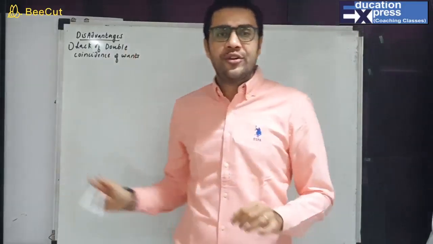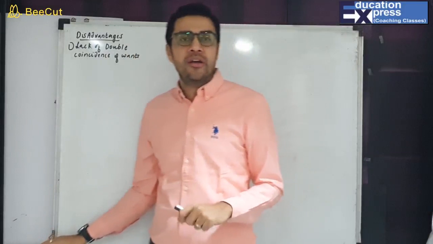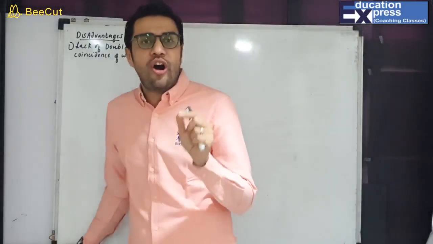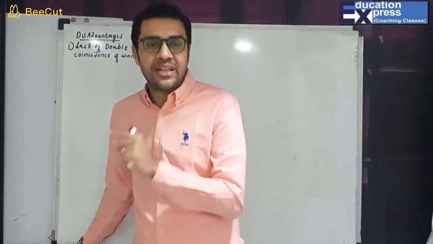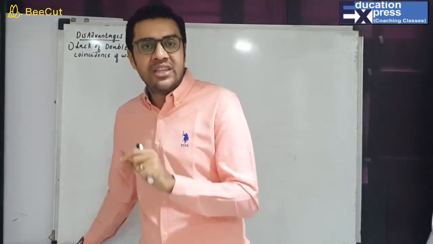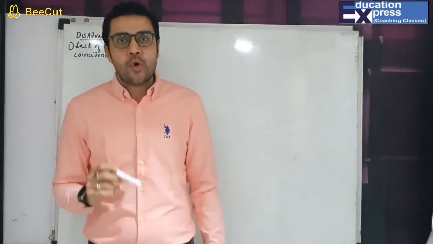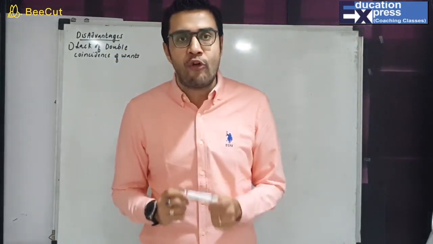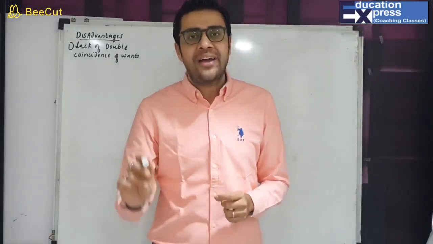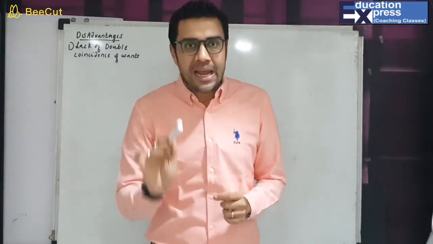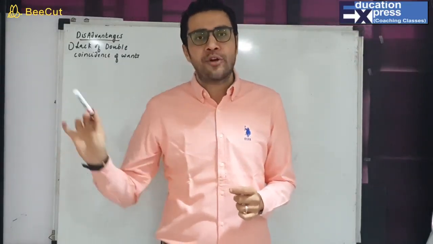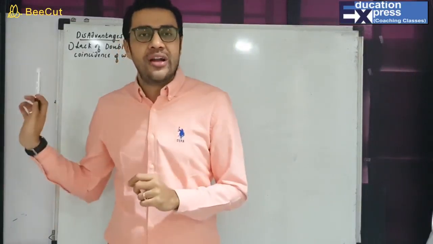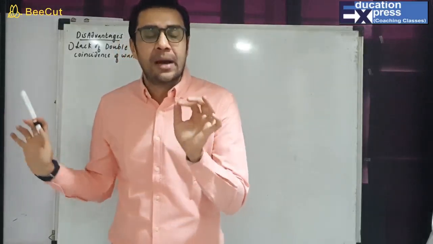So what will you write inside? What is lack of double coincidence of wants? Lack of double coincidence of wants is one of the biggest disadvantages of barter system. We are doing the disadvantages of barter system. Now further, what is double coincidence? Double coincidence of wants means simultaneous mutual fulfillment of wants of both the buyer and the seller. Simultaneous mutual fulfillment of wants of both the buyer and the seller is called double coincidence.